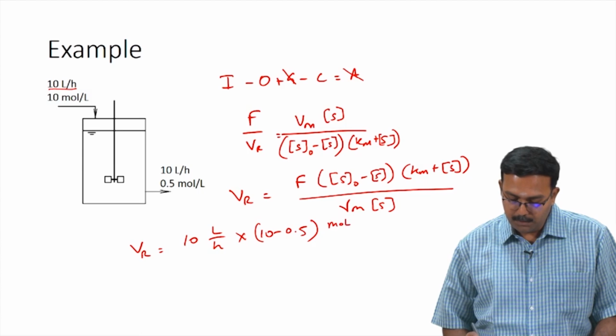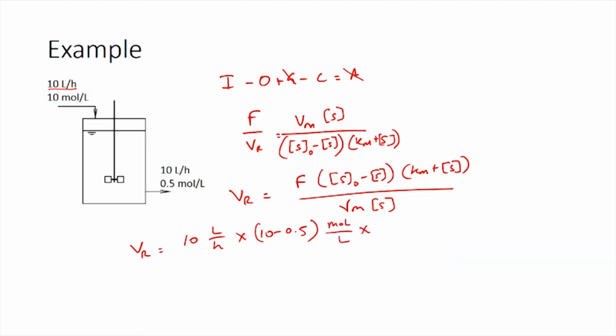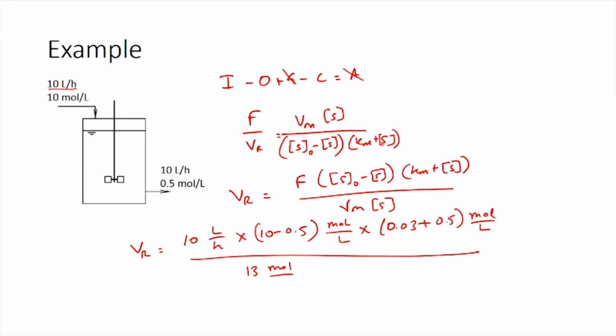So, this would be moles per liter times 0.03, which is the value for Km, plus 0.5, which is the S value, also in terms of moles per liter, divided by Vmax, which is 13 moles per liter minute. We have the flow rates in terms of hours, so we will convert this to hours by 60 minutes per hour, times 0.5 moles per liter.